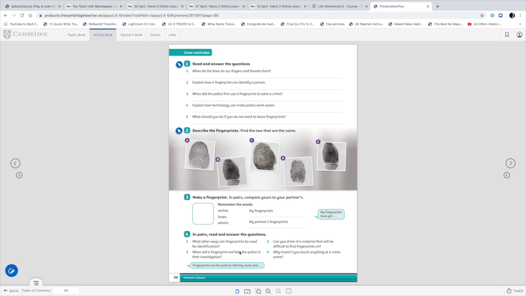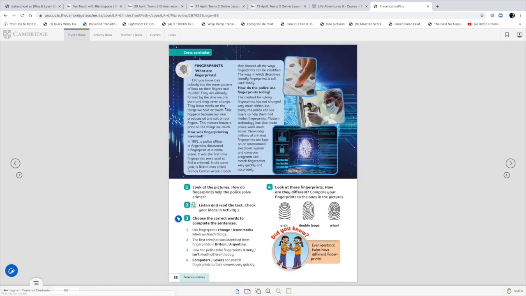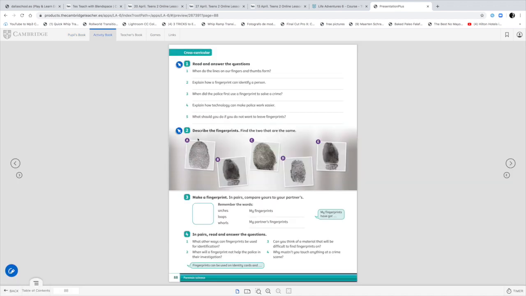And then we will turn to page 88 and we will do this work related to the fingerprint of the book that we read about, yeah? So read and answer the questions. If you don't remember the text, you can always check again the PDF on page 88 from the book, all right? Then you will describe the fingerprints and find two that are the same, yeah?